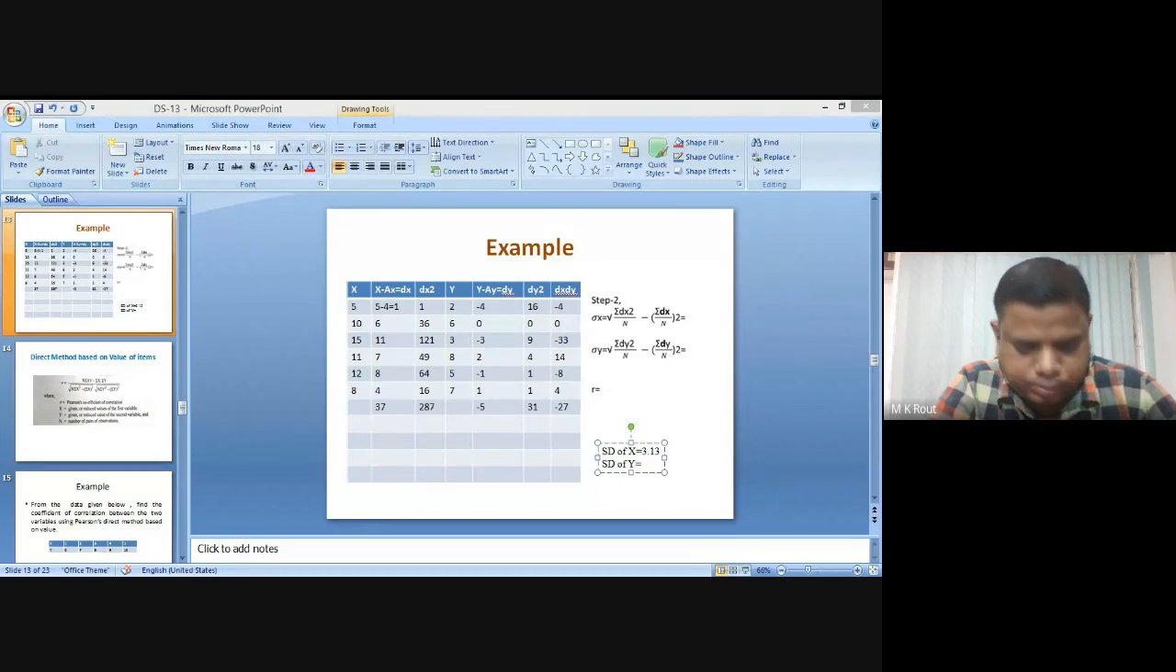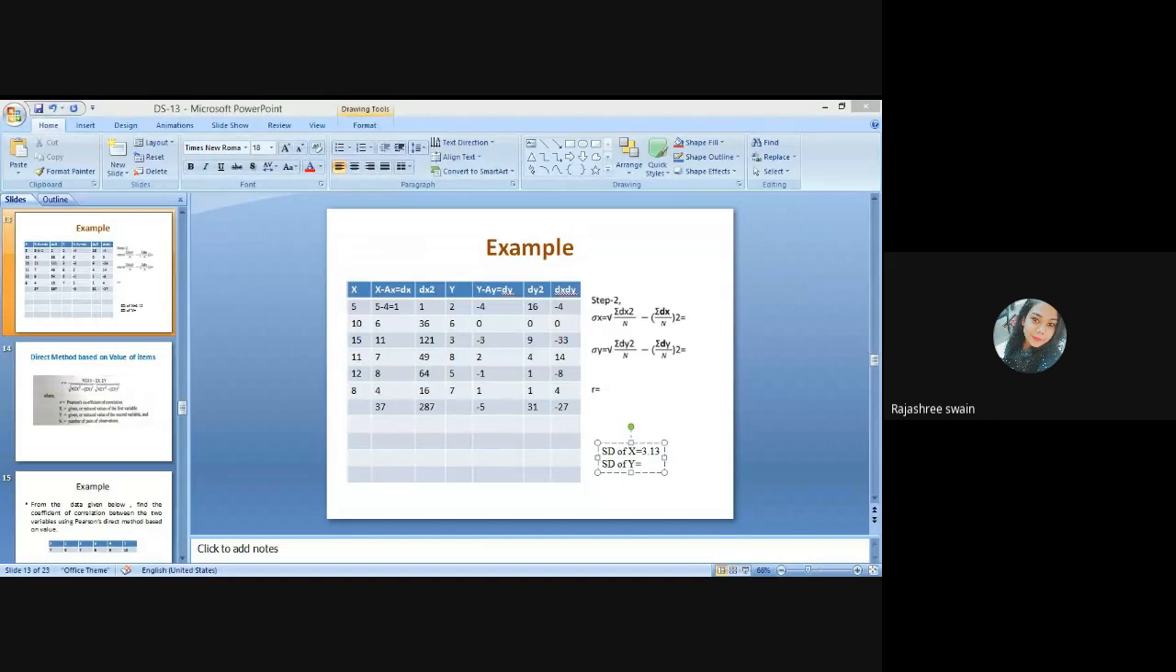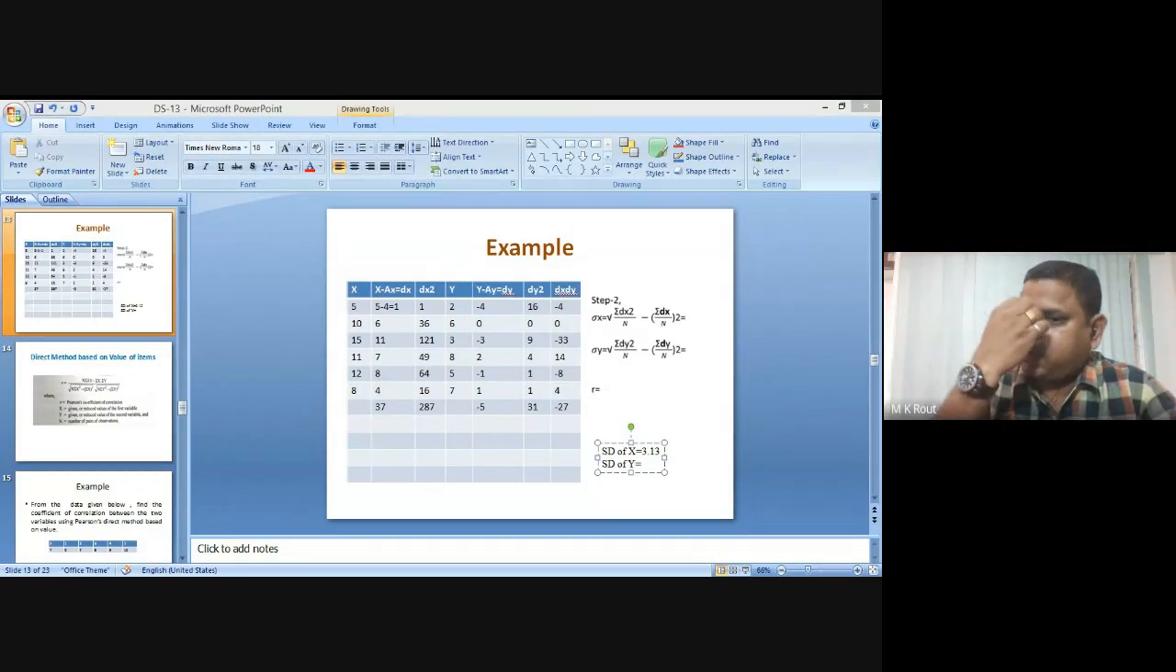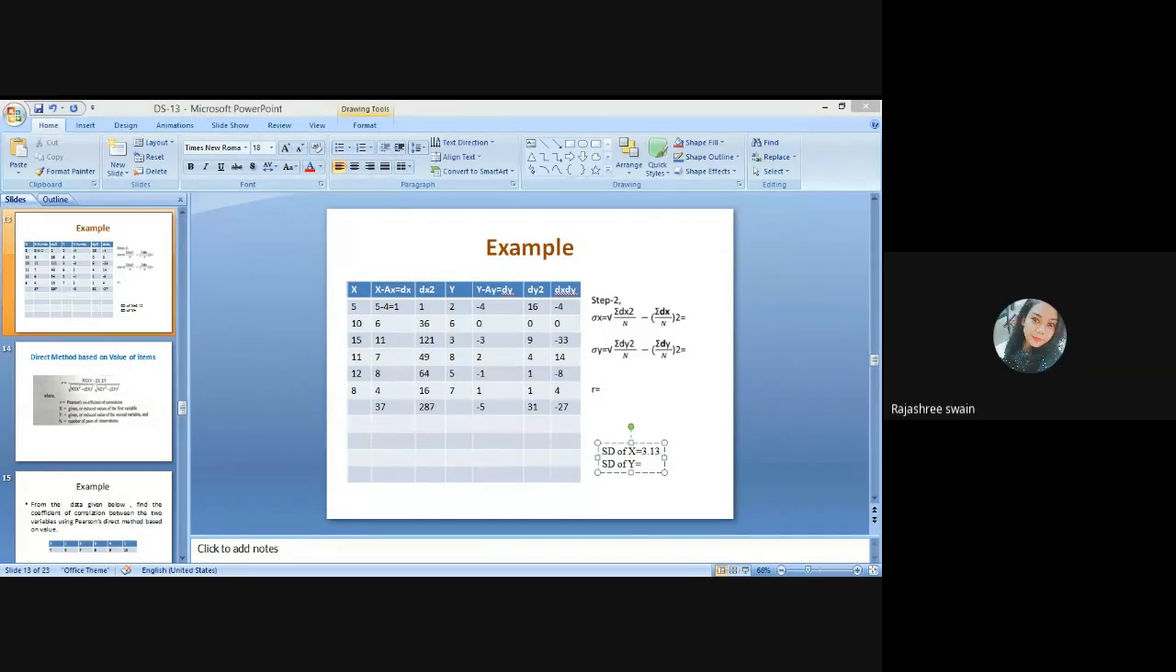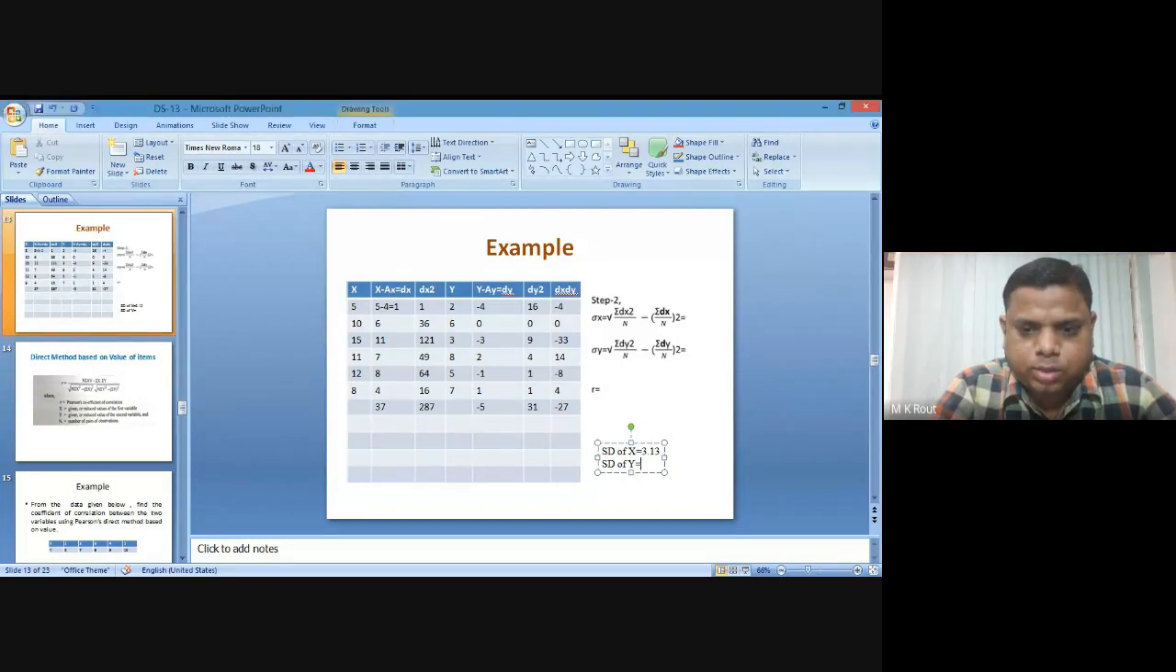Rajashri Swine. Yes, sir. So what is the value of standard deviation of the y series? That is 4.47. Sambit, you are very fast. 4.47. Okay. Others need to check your answer as per the given answer. Then calculate the r value.